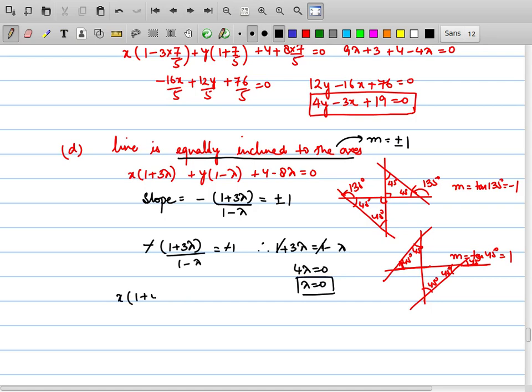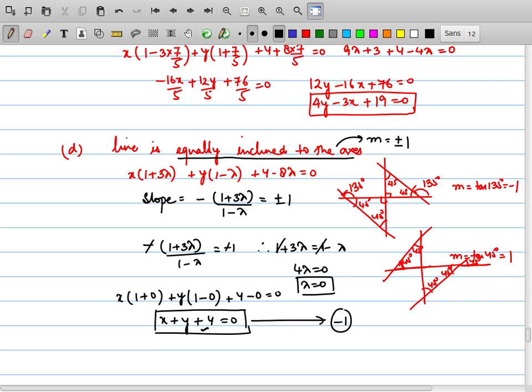x plus 0, y plus 0, plus 4 minus 0 is 0. Therefore x plus y plus 4 is 0. What is this? This is your first equation itself. That is, we have got back our first equation. That is, any line which is passing through the point of intersection of two lines and is equally inclined to the axis will be, one of them would be this equation. For example, if you look at this equation, what is the slope of this line? The slope of this line is -1.